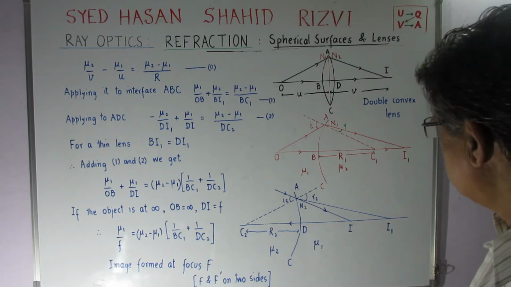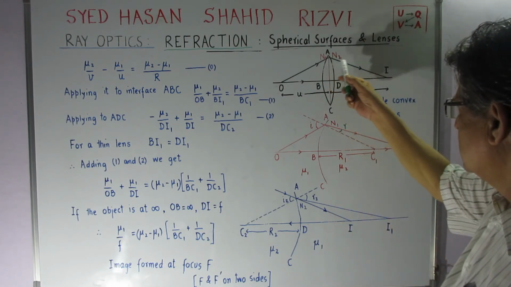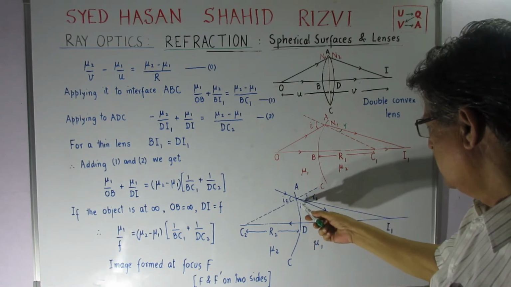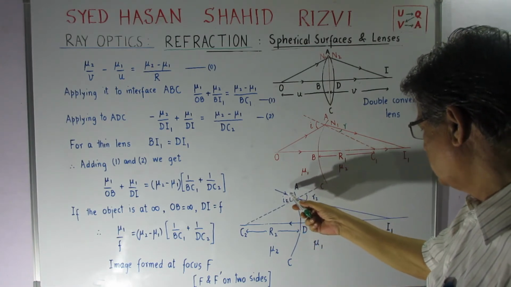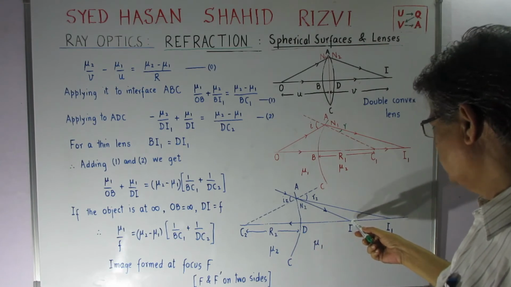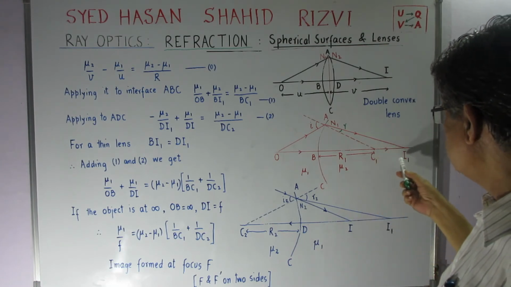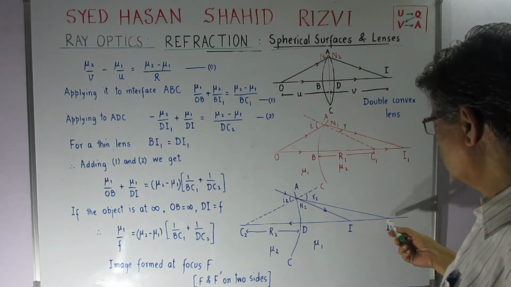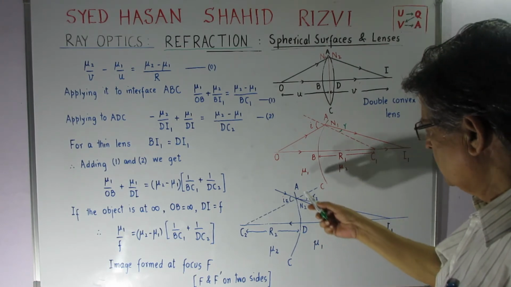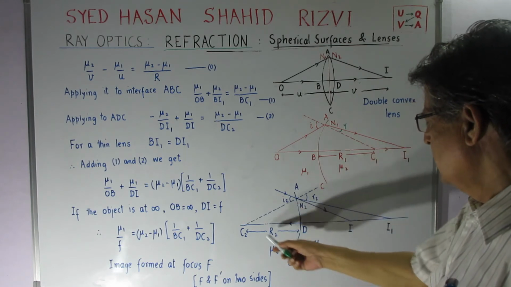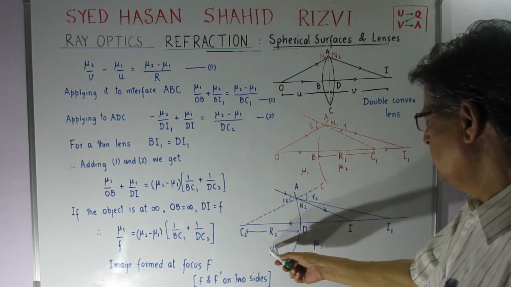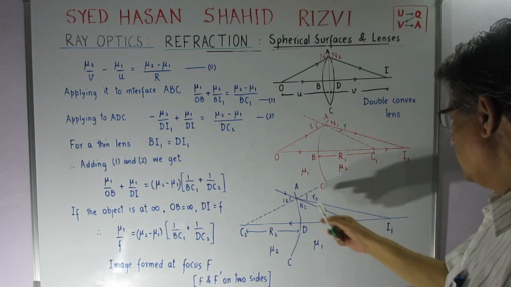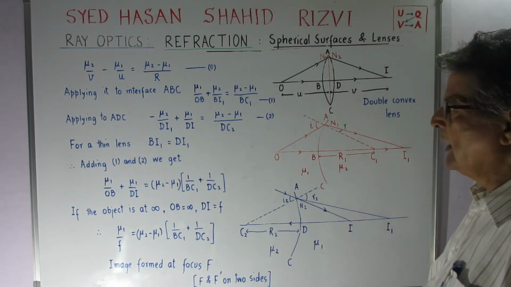When it is coming out of the other face, then at N2 the ray is coming like this, and basically I1 is a virtual image. This face is ADC, this is R2, and this side is mu2 and this side is mu1, and the final image is obtained at the point I.